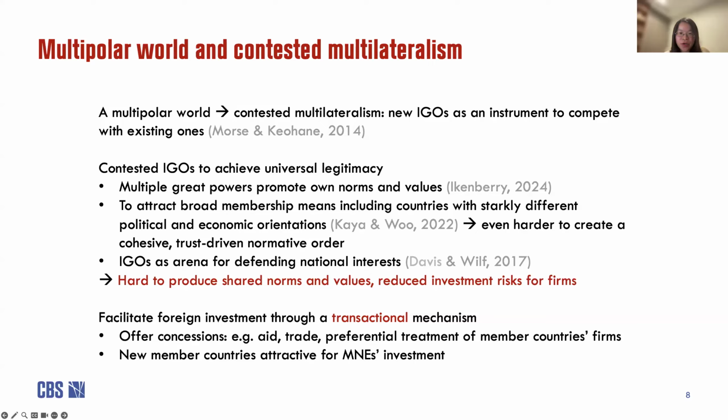But I would also like to argue that these contested IGOs still facilitate foreign investment. Instead of a normative mechanism, they could do so through a transactional mechanism. So the lead country will offer concessions to countries to attract them. For instance, aid, increased trade, or preferential treatment of member countries' firms. These concessions, as a result, will make firms in IGO member countries more appealing targets for foreign acquirers. And I will explain this in the context of AIIB.